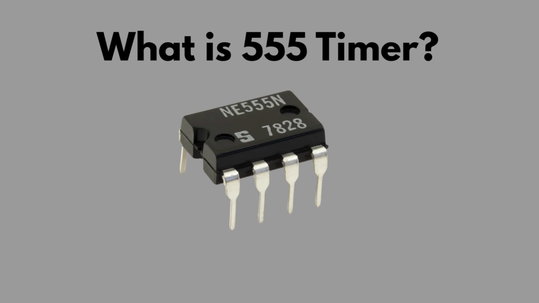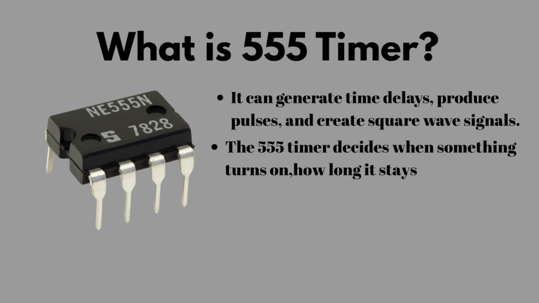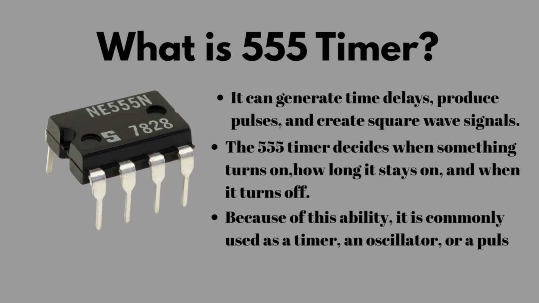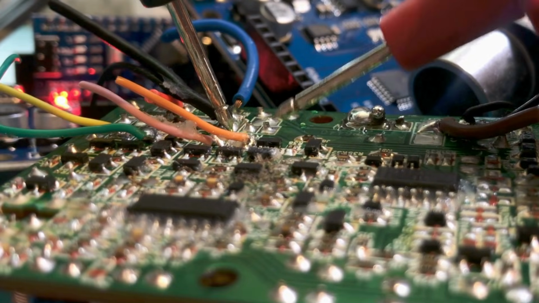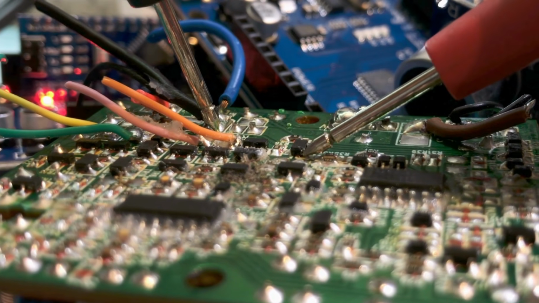The 555 timer is a very popular integrated circuit used to control time in electronic circuits. It can generate time delays, produce pulses, and create square wave signals. In simple terms, the 555 timer decides when something turns on, how long it stays on, and when it turns off. Because of this ability, it is commonly used as a timer, an oscillator, or a pulse generator. This single IC can replace many complex circuits, which is why it became extremely famous. Even today, engineers continue to use the 555 timer because it is simple, cheap, and reliable.